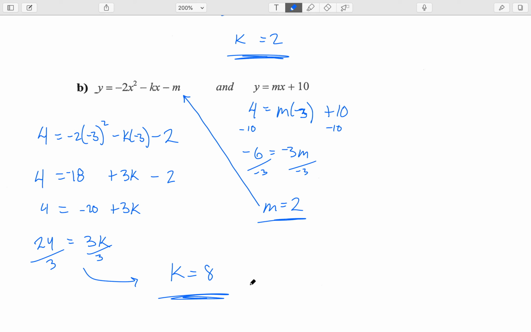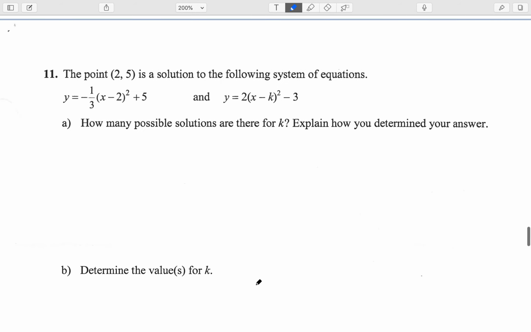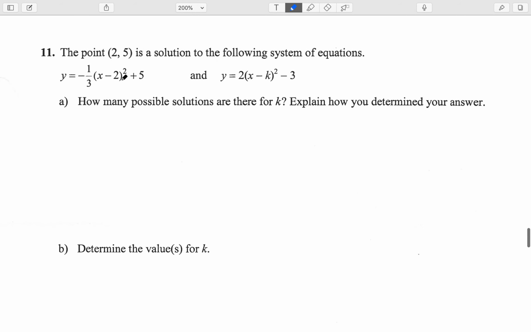Okay. Let's see. What do we got last here? This point is a solution to the following system. Okay. So we know we can plug it in. They're telling us it's a solution. So how many solutions are there for k? I have to figure out what k is. So they're telling me that this is a solution. So if I plug it in here, it should work. Let's figure out what k is.